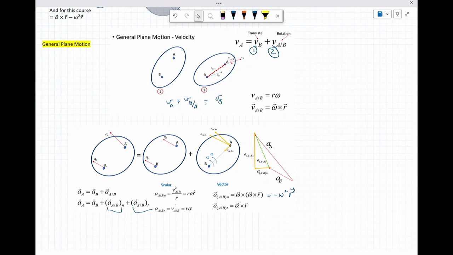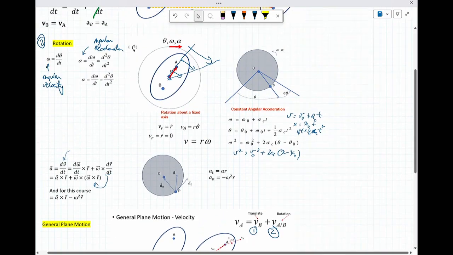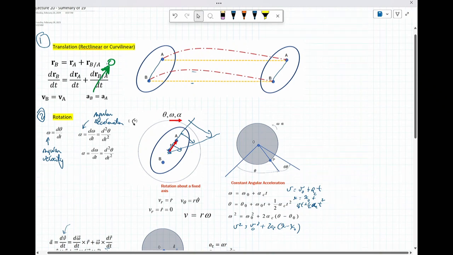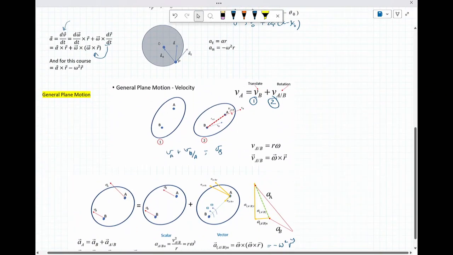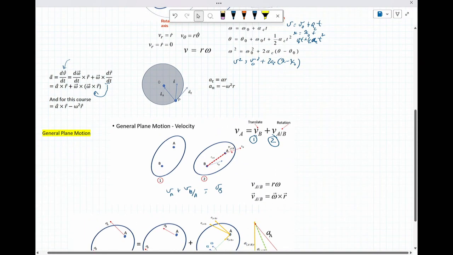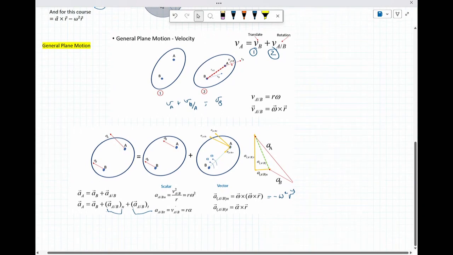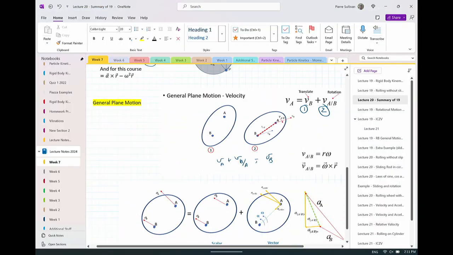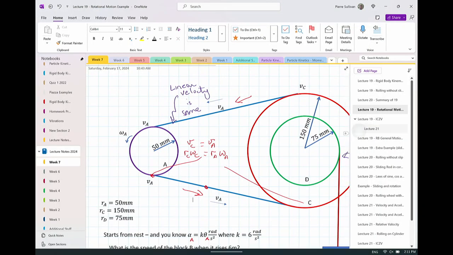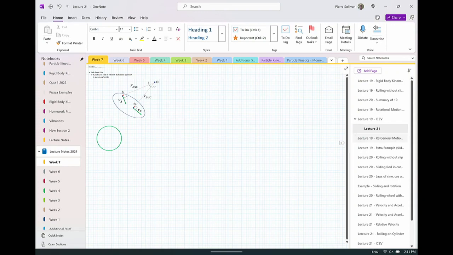And just briefly, all of the other motions are subclasses of this. If you want translation, you just get rid of VA with respect to B. If you want rotation, you get rid of VB. All of this comes down to this one fundamental equation. The problem is that we may be breaking it up too much. That's a personal opinion. Okay.